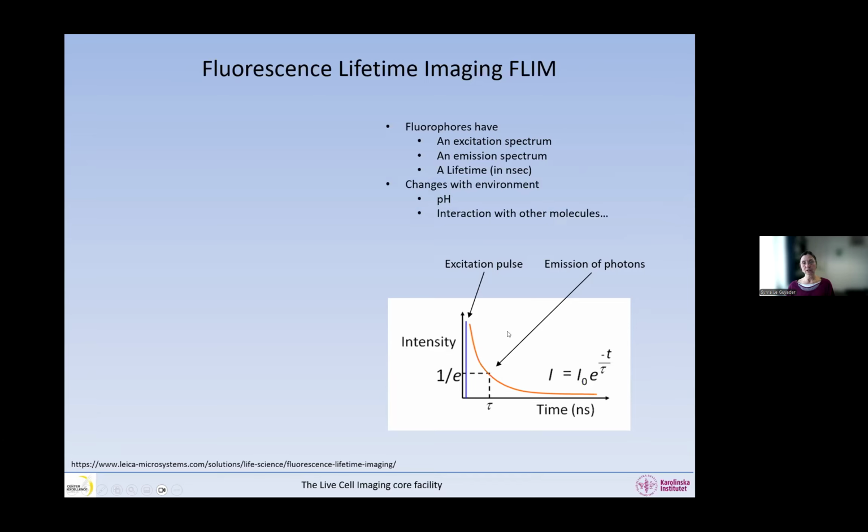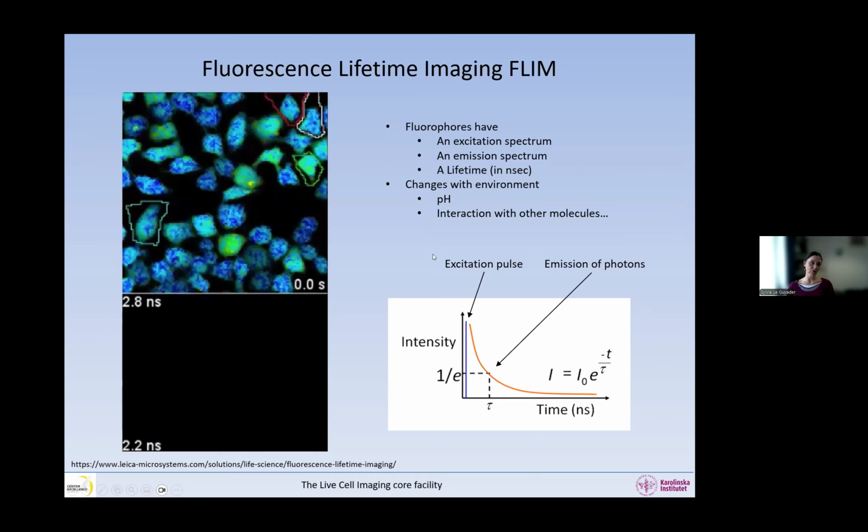This is very useful because the lifetime of the fluorophore is going to change with the environment. Most fluorophores will keep the same absorption and emission spectrum, even if the pH changes, for example, or if they interact with other molecules, but the lifetime will change. So in this case, you can measure the pH or the interaction with other molecules.